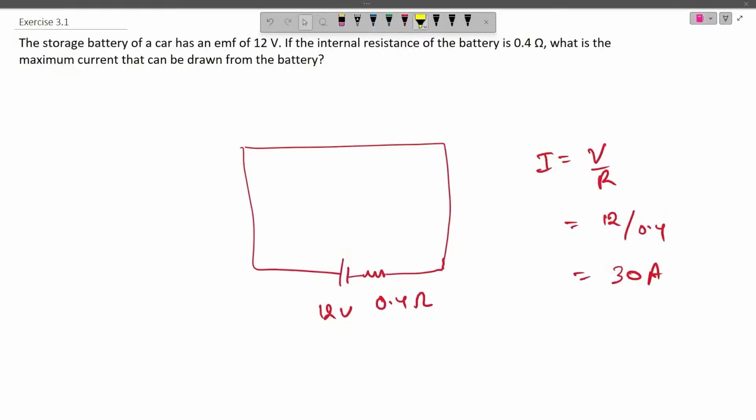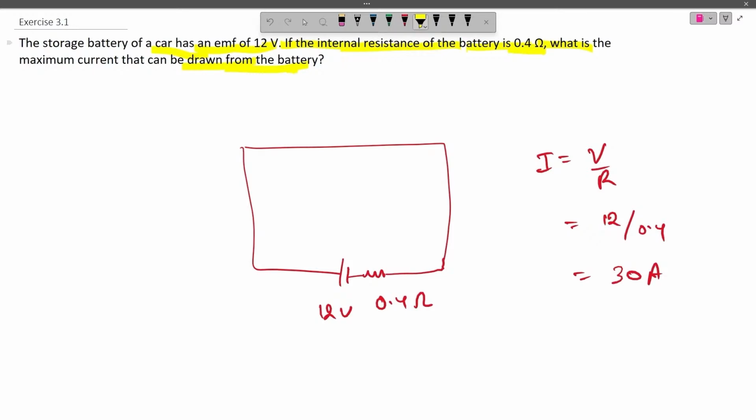The question says that a storage battery of a car has an EMF of 12 volt. If the internal resistance of the battery is 0.4 ohm, what is the maximum current that can be drawn from the battery? So here there is one component in this circuit, a battery of EMF 12 volt with an internal resistance of 0.4 ohm. Now we have to find out how much maximum current can be drawn from the battery.